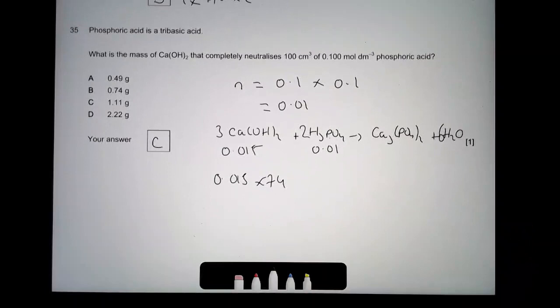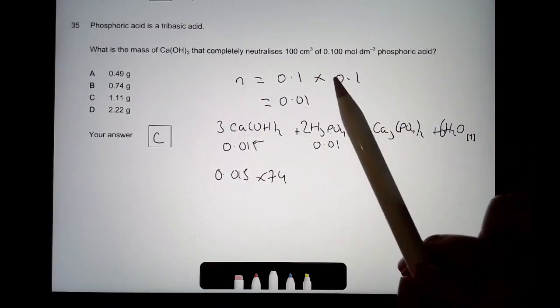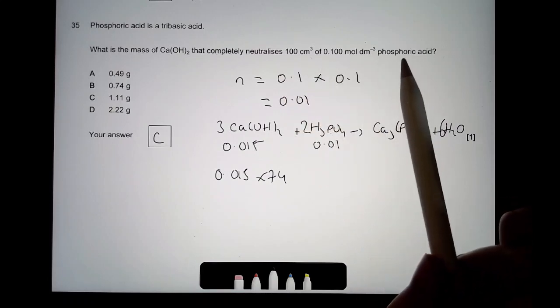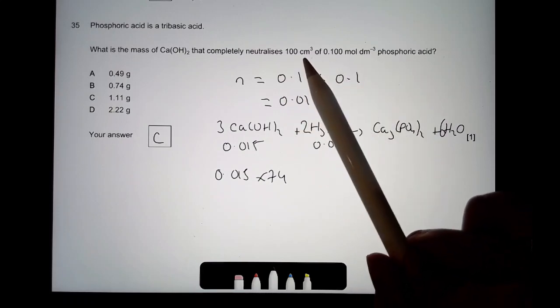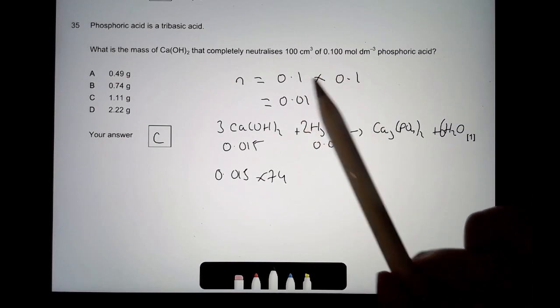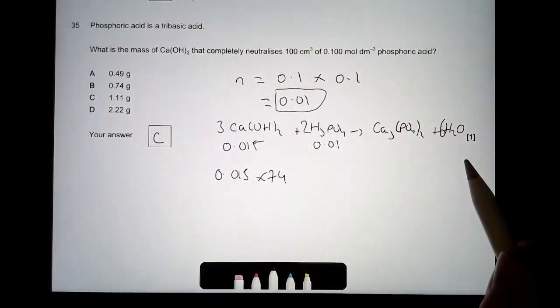Next one, phosphoric acid is a tribasic acid. They want the mass of calcium hydroxide that will neutralize it. So you are told how much phosphoric acid you've got. You're told the volume, which I have put into decimeters cubed, and you're told the concentration. To work out the moles, I times these two numbers. This is the moles of H3PO4 that you've got.